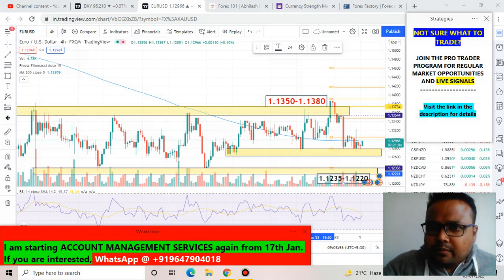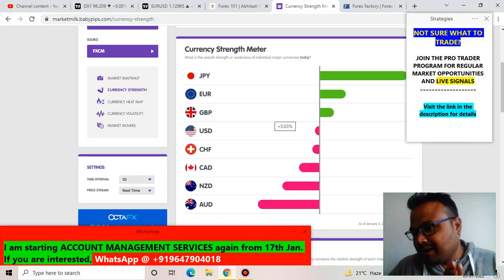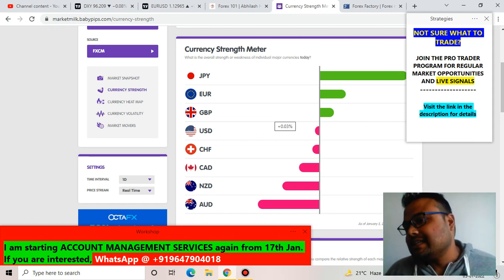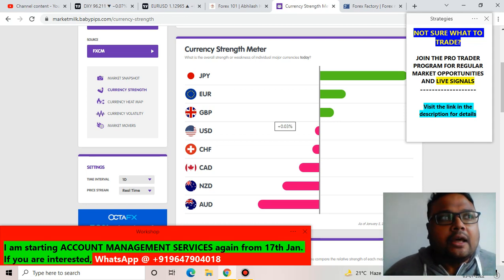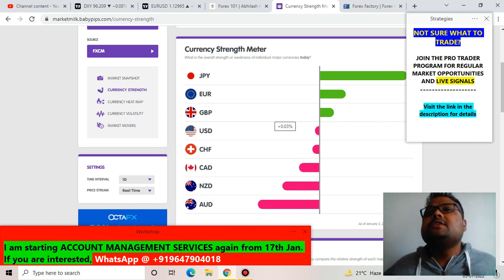Euro is bullish, but just try to understand what I'm about to say. The volatility is very less right now. In the middle of the New York session, if volatility comes into the market and you see some good moves, then that's a different chapter. But right now there's not much movement, but it's your wish.